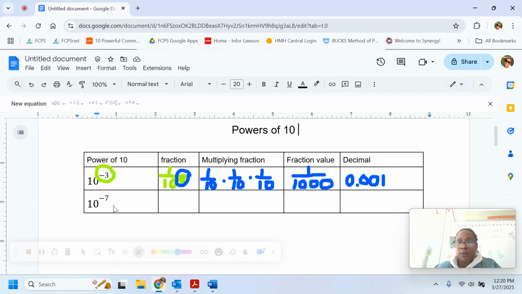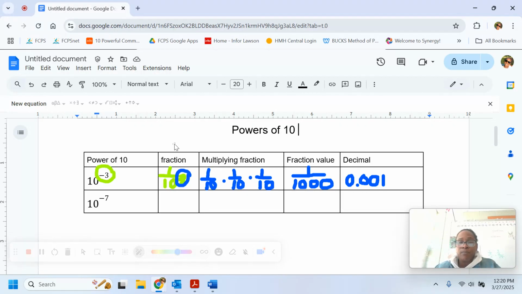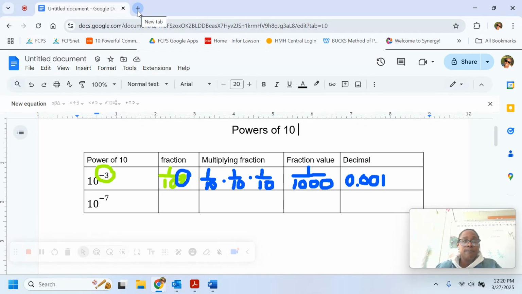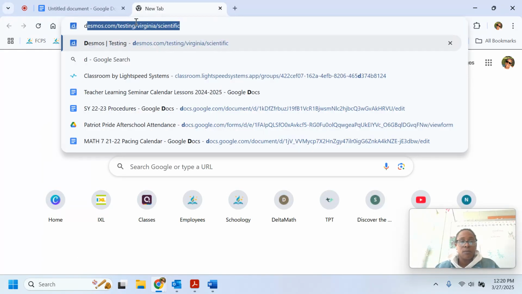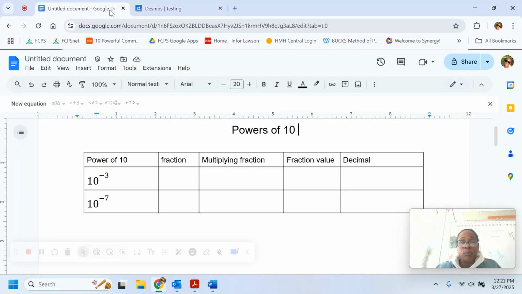All right, so the next thing we're going to do is go check Desmos just to see how well we did. Okay, so we're going to log into Desmos. All right, now we can type in 10 and then negative 3. Now if you notice, it's only going to give us the decimal value. Okay, and we have that correct. So we have 3 places after the decimal point.